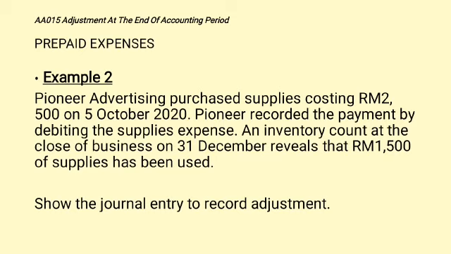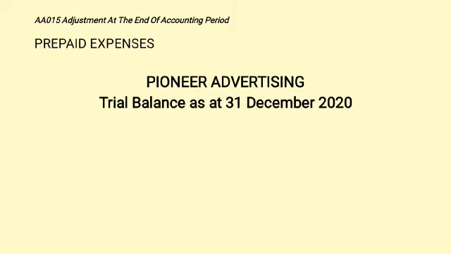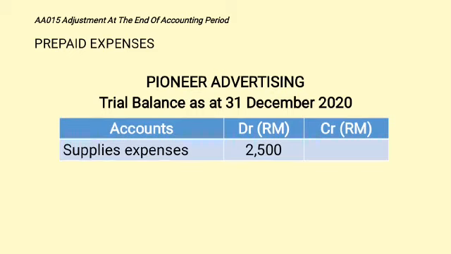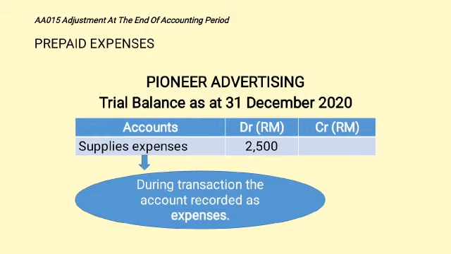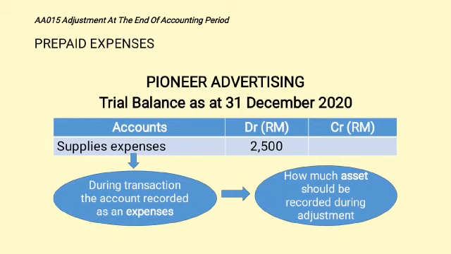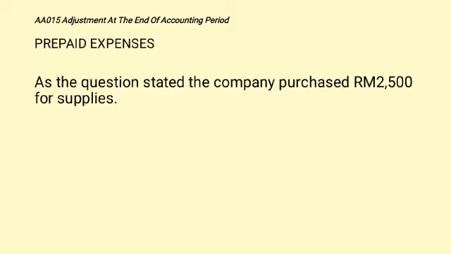Now, let me try another example. We still use the same example, but this time, to record the purchase of supplies, we will use supplies expense. So, at the trial balance, the record will appear as supplies expense debit RM2,500. So, what we're doing now is finding how much the asset should be recorded during the adjustment.